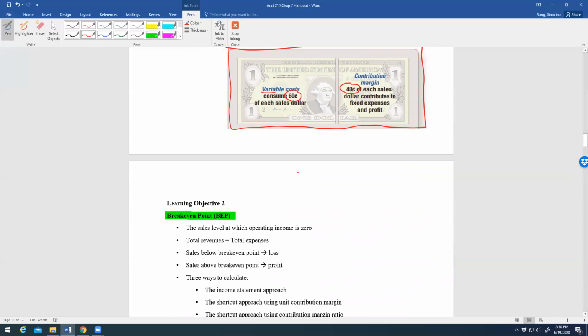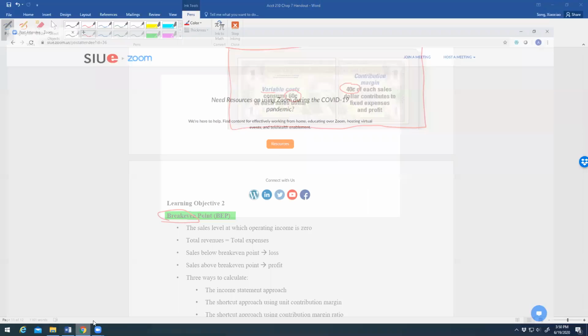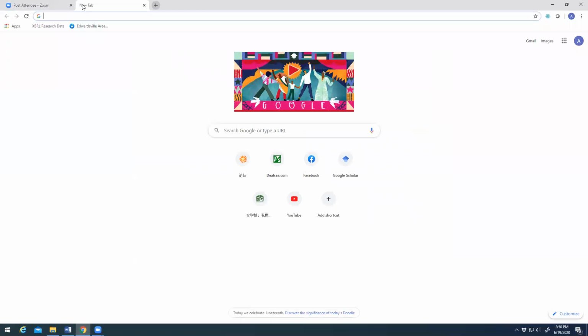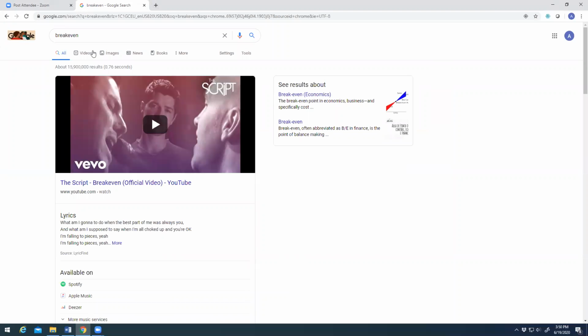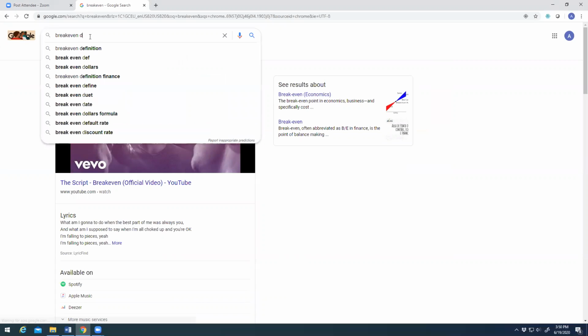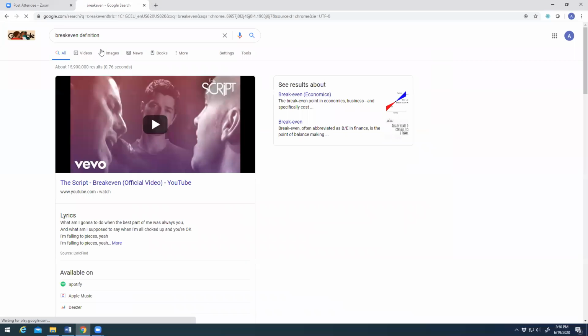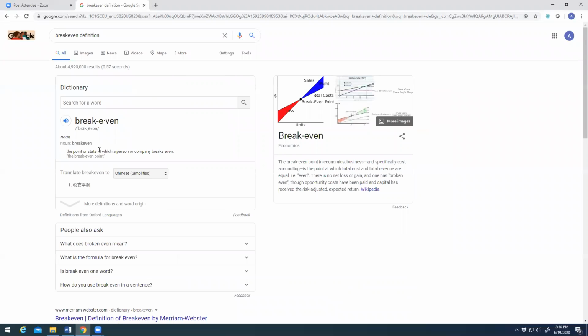As a foreigner, I want to ask you a question. As I keep saying, your English is way better than me. So what's the meaning of break-even? Let me Google with you. Oh my goodness, Professor, you are wasting my time. But let's Google break-even definition. What's the meaning of break-even? So break-even means something breaks even. What are you talking about?